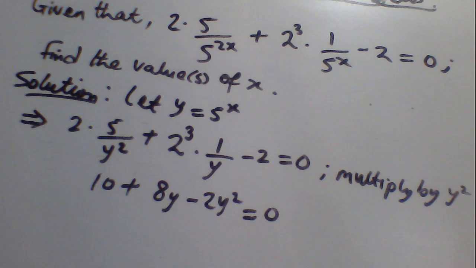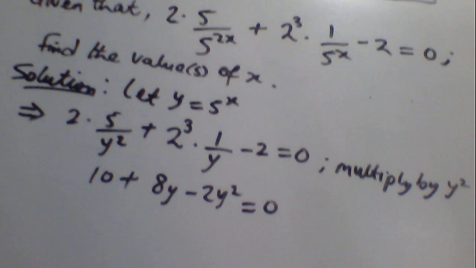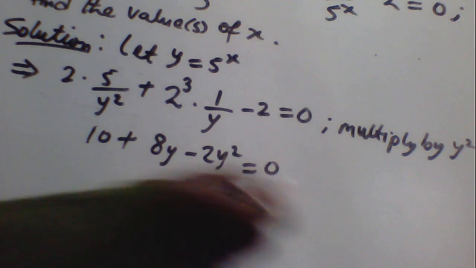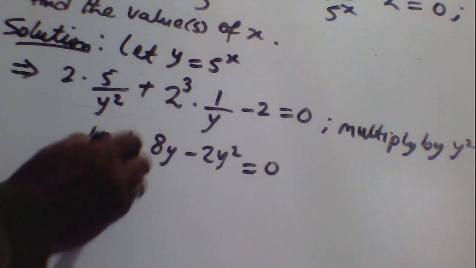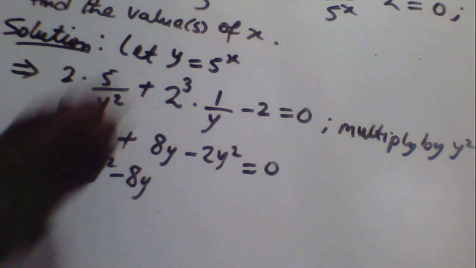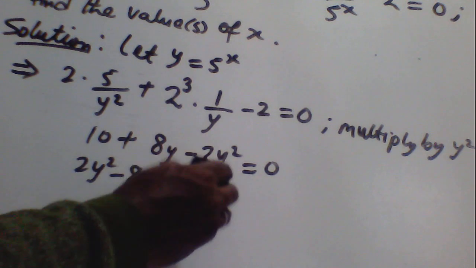For simplicity, let the whole expression move to the right-hand side so that we work with plus instead of minus. Minus 2y squared crosses the equal sign, we have 2y squared plus 8y crosses, we have minus 8y, plus 10 crosses, we have minus 10 equals 0.